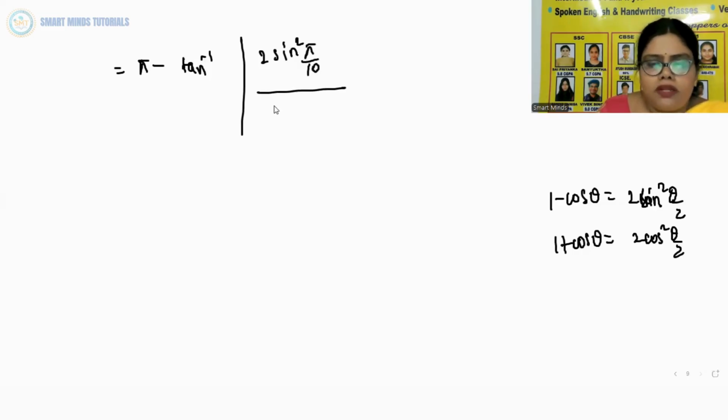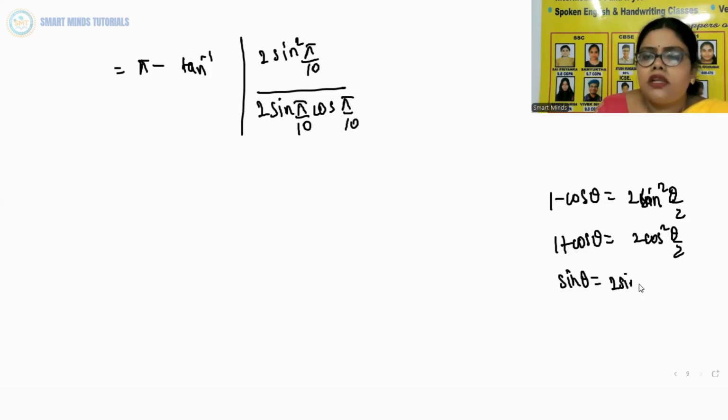In the denominator is sine theta. Sine theta can be written as 2 sine theta by 2 cos theta by 2. So that is 2 sine pi by 10 cos pi by 10. I will write down the formula here: sine theta can also be written as 2 sine theta by 2 cos theta by 2.